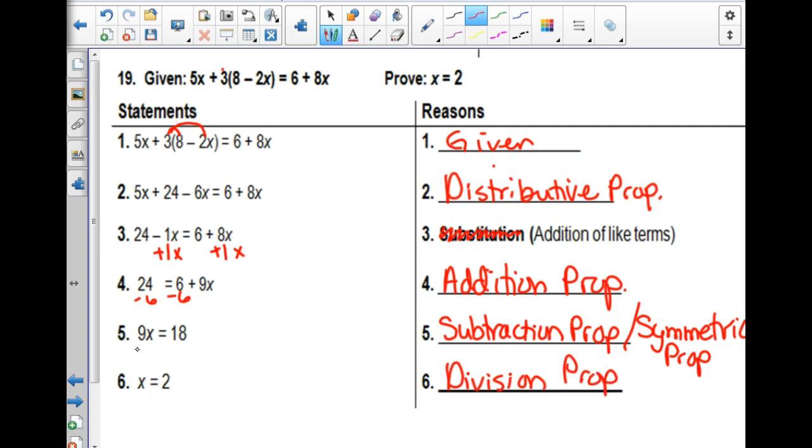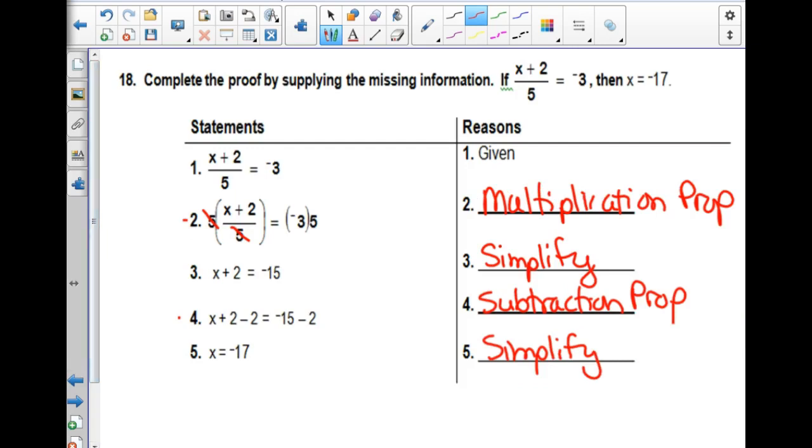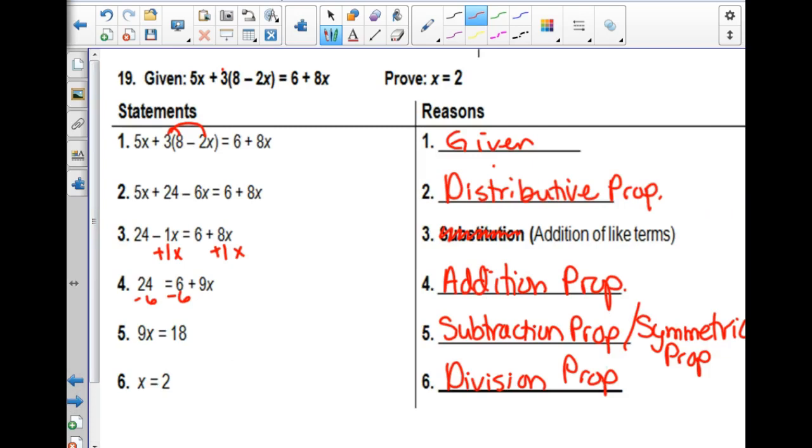Okay, so again, I want to show you what's the difference between this one and the last one. In the last proof, there was some of the work showing in between. That's why we had simplify when we went from here to here, and we had multiplication there. While in this proof, we don't have any simplify, because line 3 wasn't even simplify, it was addition of like terms. Okay, so they didn't show the steps in between, so it goes a little bit differently.